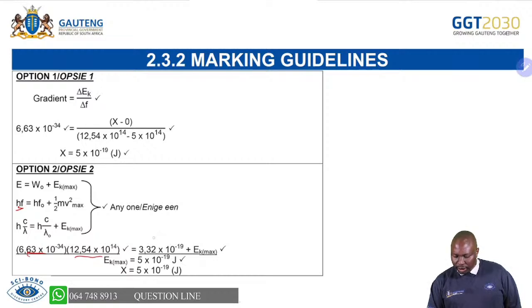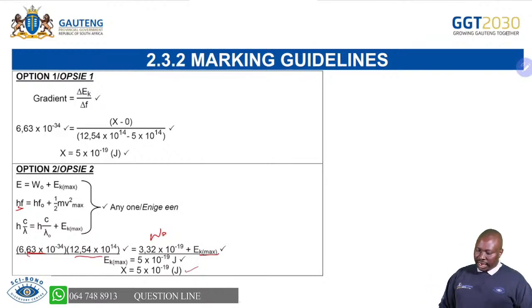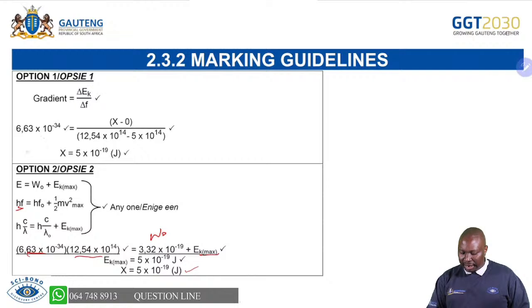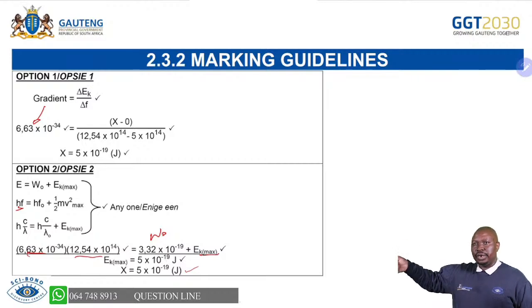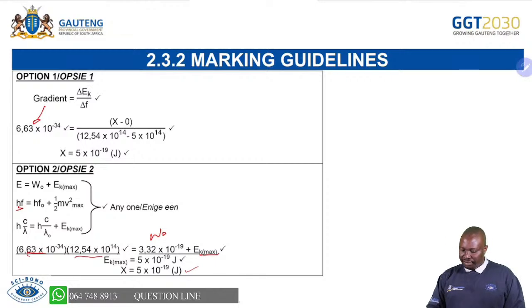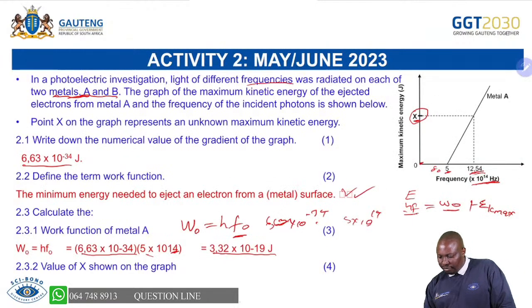You're able to write your work function there, and then you're able to do your calculation of EK max, which in this case is 5 times 10 to the power of minus 19 joules. However, you can do the gradient, because you know the gradient, which is Planck's constant, h, given by x minus 0, and then you can do the change in frequency there. Remember, final frequency was 12,54 on the graph. If I might just go back, the final frequency was 12,54 times 10 to the power of 14.